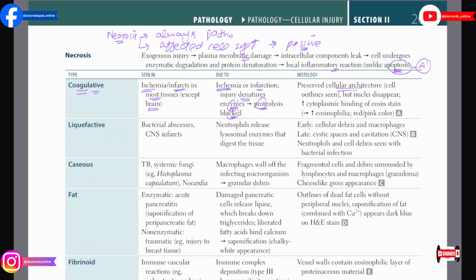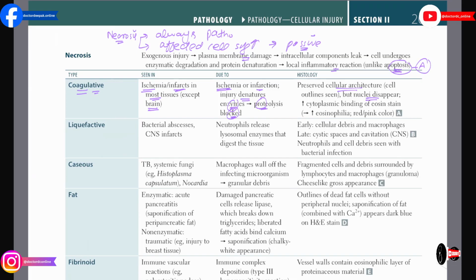And when the proteolysis is blocked, it means cell architecture, cell structure, and cell shape are preserved. Please keep in mind, but the nucleus will disappear, because I already told you what is the hallmark of necrosis or the hallmark of cell death. It is the loss of nucleus. So the nucleus has to disappear, but in coagulative necrosis, the cell architecture is preserved. How is it preserved? Because the proteolysis is blocked. Why is the proteolysis blocked? Because the enzymes are denatured, and when the enzyme becomes denatured, it is unable to perform proteolysis. It is unable to break down the protein. You have to keep in mind.